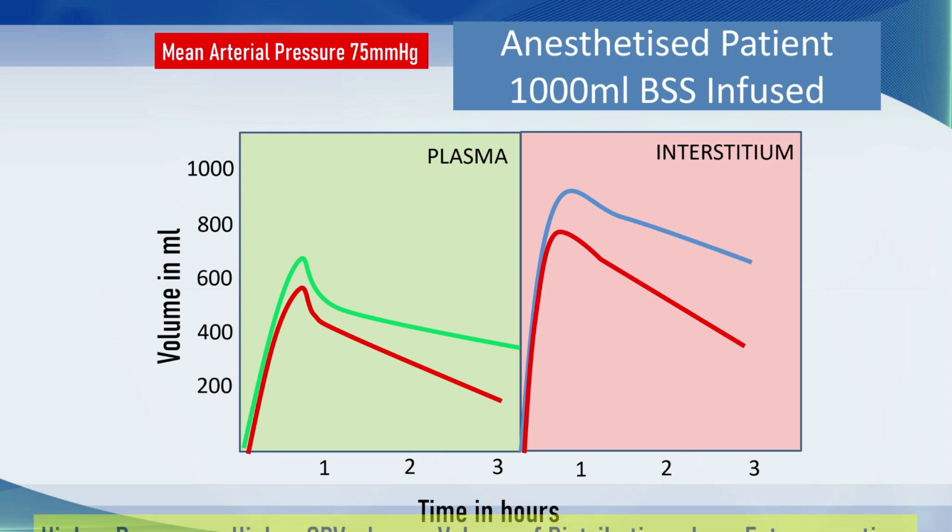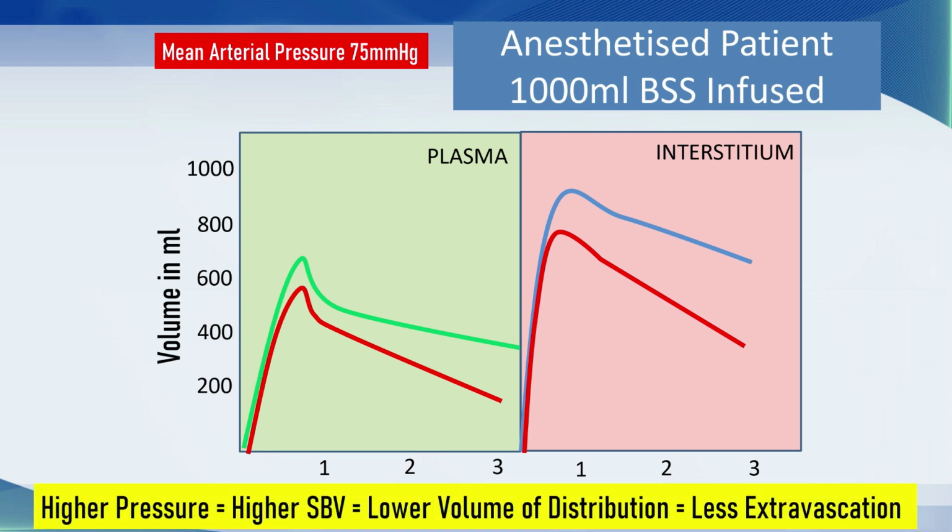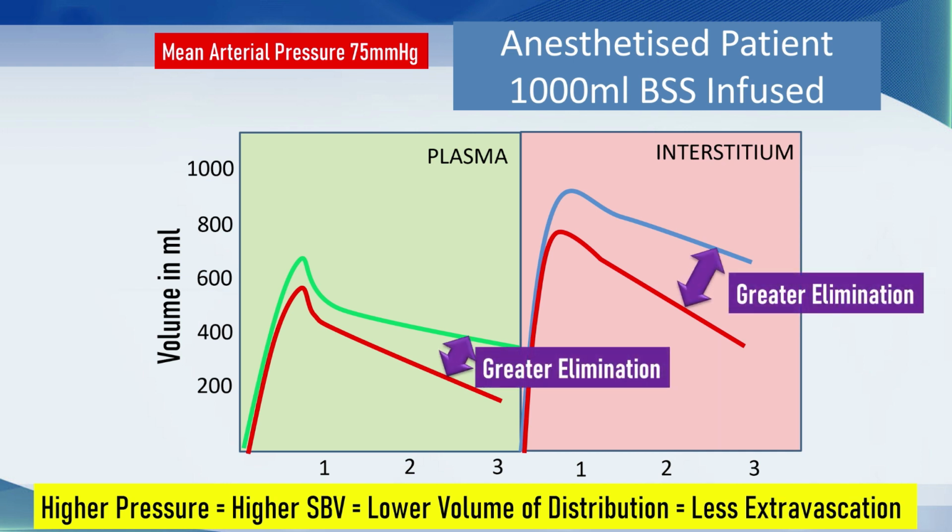And that's because the higher pressure results in a higher stress blood volume, a lower volume of distribution, and less extravasation and more elimination. So what we're seeing here is greater elimination because we have plasma expanded a patient with a normal blood pressure or a blood pressure that has been restored.